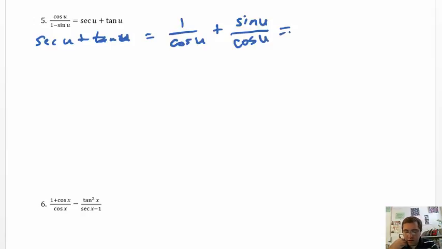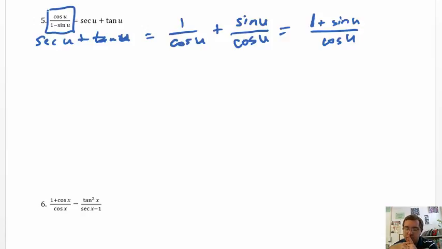And now all of a sudden I have two fractions with a common denominator of the cosine of u. Let's combine those: 1 plus sine of u over cosine of u. Well, that's interesting, because what I wanted this to be equal to is cosine of u over 1 minus sine of u. So kind of the reciprocal of this, but with a minus in front of the sine instead of a plus. So how do I get that to be what I want it to be? Remember this is the left-hand side of the equation.